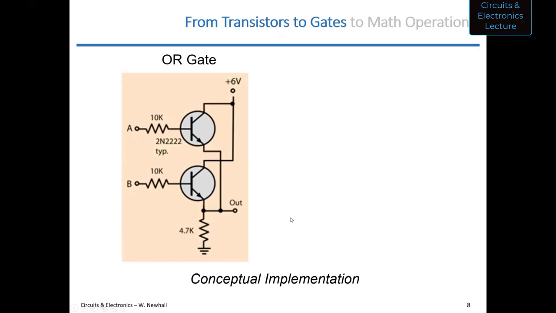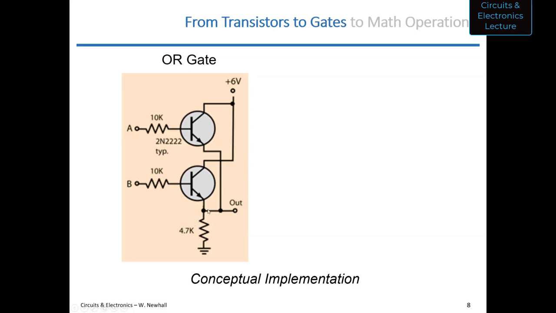Here is an OR gate. On the left, you see two inputs, A and B. Those are two logical inputs. At the top, you see a power supply, in this case 6 volts, applied to the collectors of these transistors. Then the output is on the right at the out node. And there's a resistor down here.